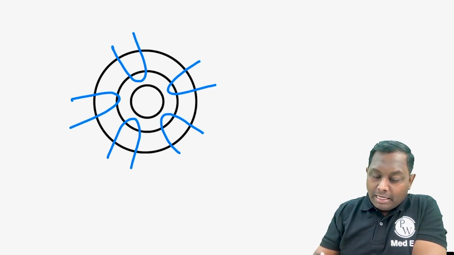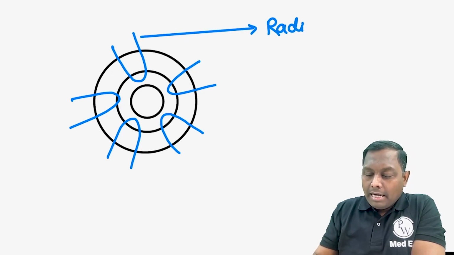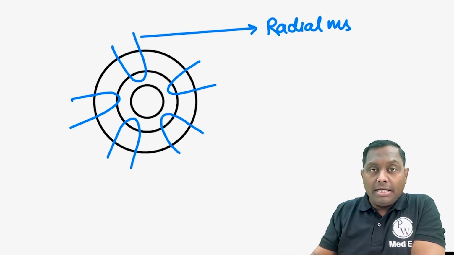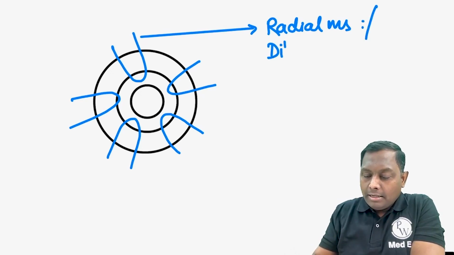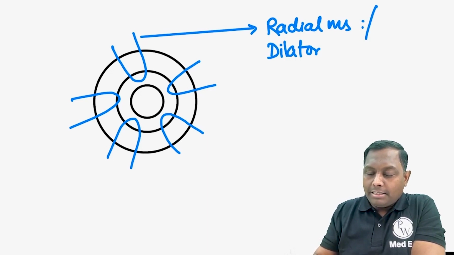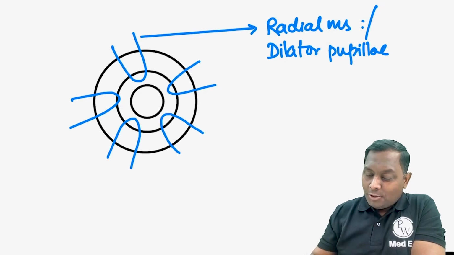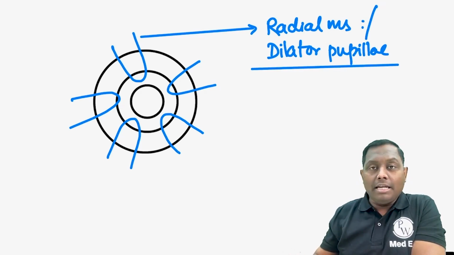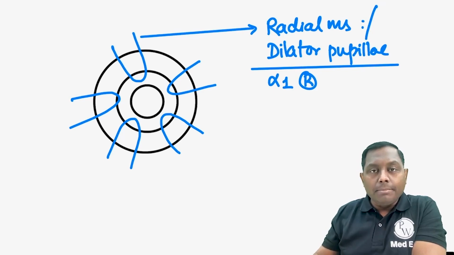The one that is radially present is given the name radial muscle, and the other name of this radial muscle is dilator pupillae muscle. When the name is dilator pupillae, you can understand yourself that they will be causing dilatation of the pupils. So again, dilator pupillae is the radial muscle. On this we mainly have the alpha 1 receptor, that is a sympathetic receptor.